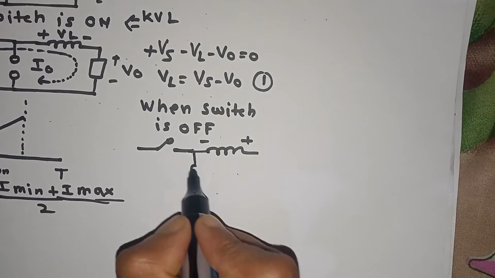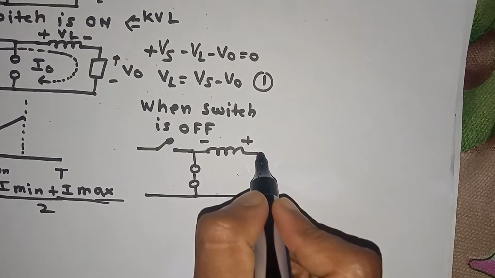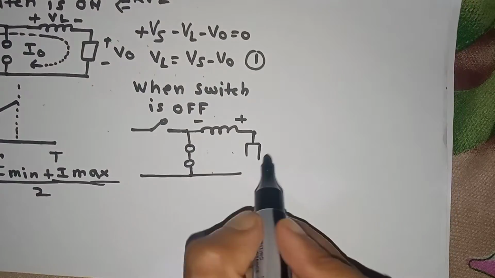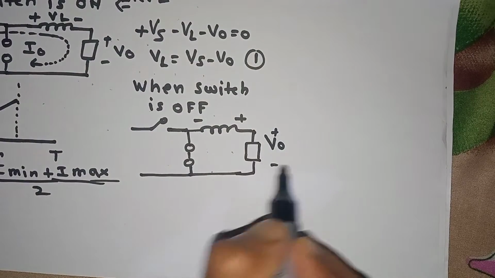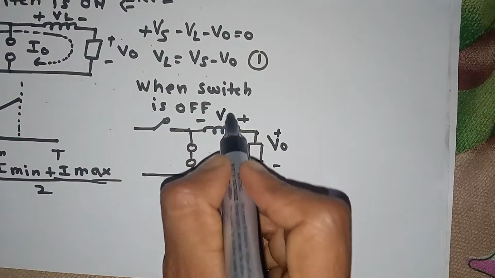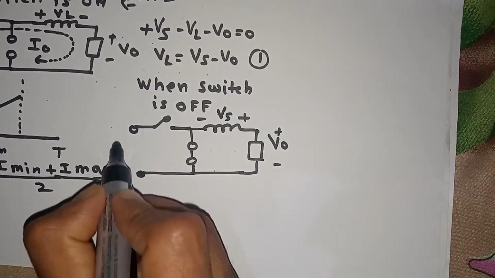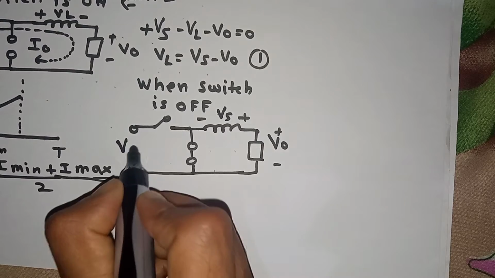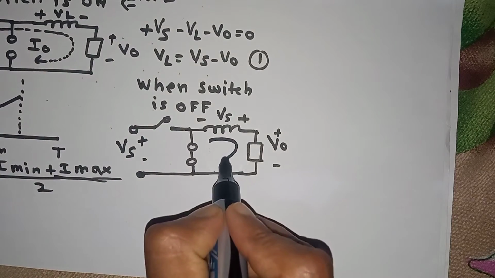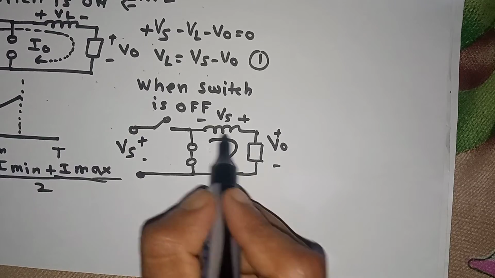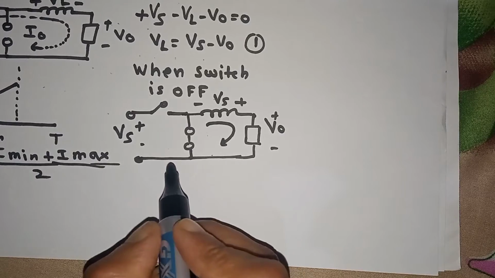In that case it will work as a short circuit, and this is the load VO, plus minus. So in this case we can apply KVL again. This is Vs, positive negative. Current starts to flow through this load, and we can apply KVL here again.